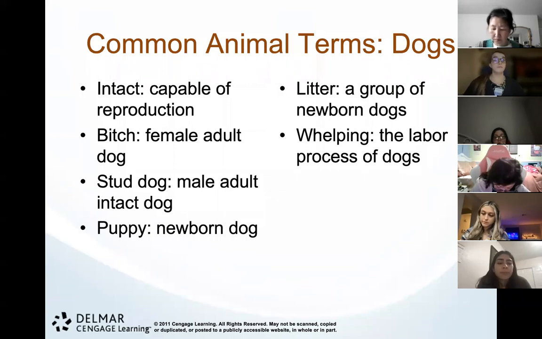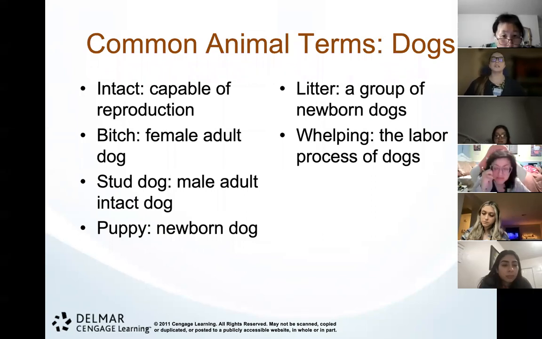So we do have other names for them. So we will call our female adult dogs, they are known to be as a bitch. I don't know if you guys have ever joked around about that or heard that, but that is the actual term that we use for our female dogs. Then stud dog, that's going to be our male adult intact dog.